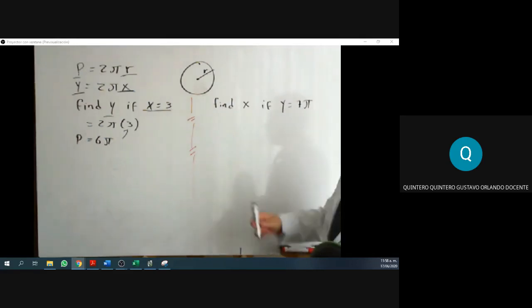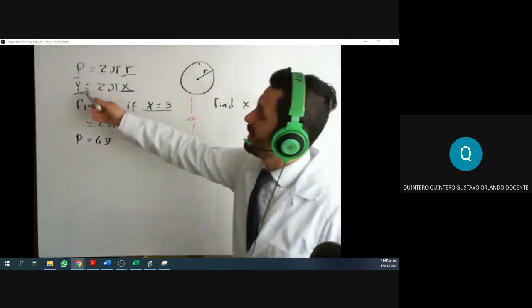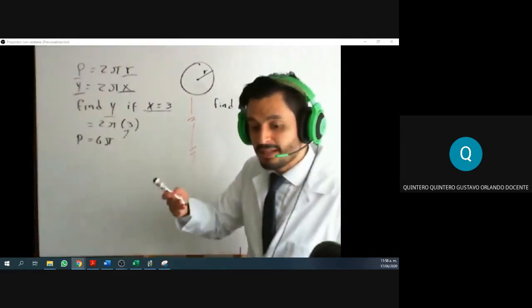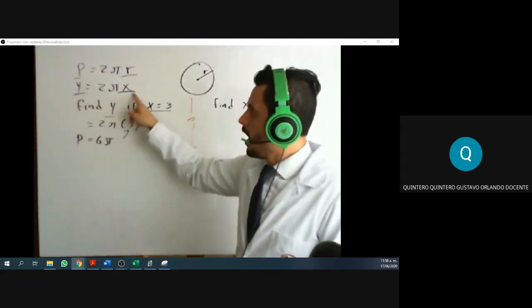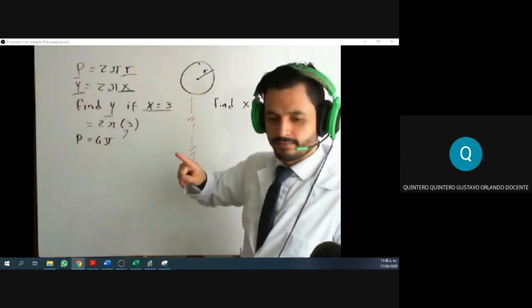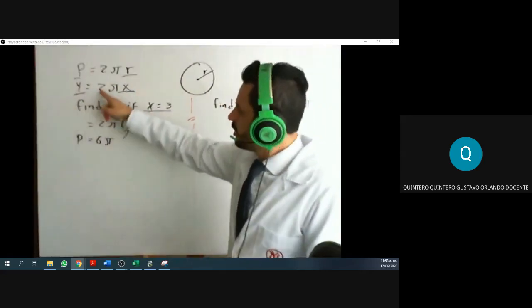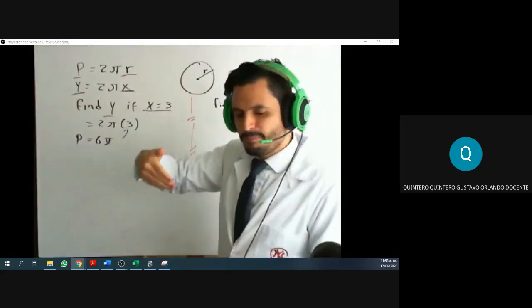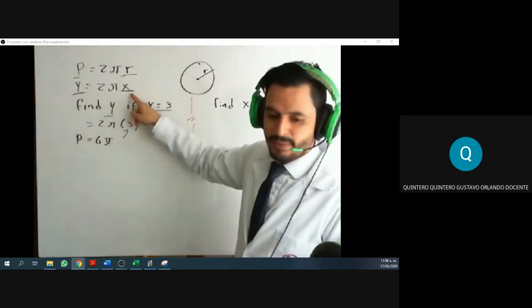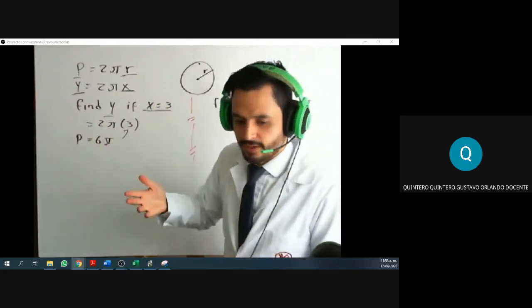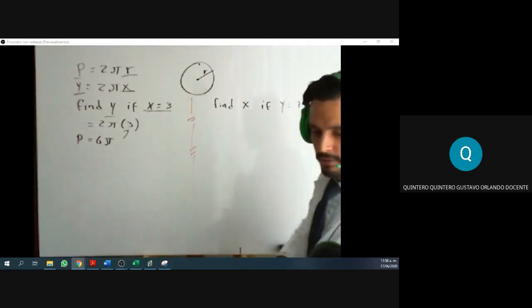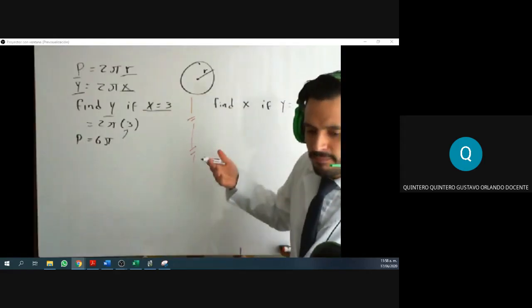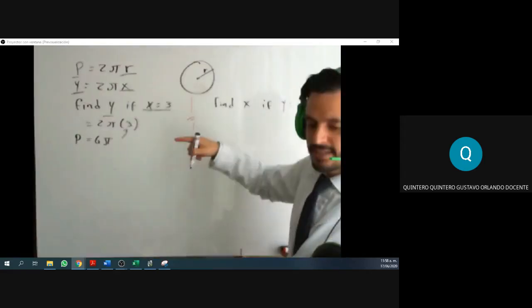We know that the perimeter y is the dependent variable, and we call it dependent because it depends on something. In this case, y depends on 2 pi and x. Y depends on these three. So y is the dependent variable and x is the independent one, because it doesn't depend on anything, right? In this case, I am giving you information for the dependent variable. How do you find x? This is something really simple.